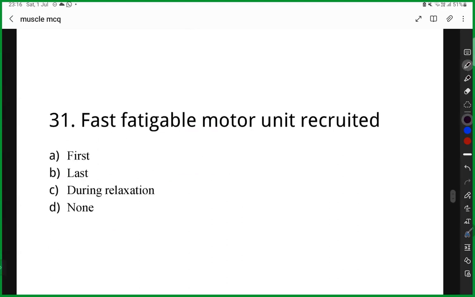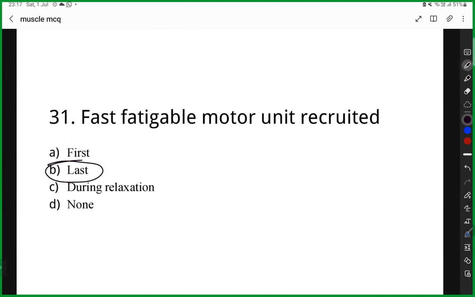Fast fatigable motor unit is recruited first, last, during relaxation, or none? Remember, the answer is last. That is called the size principle. The smaller the diameter, the earlier it is recruited. You know that slow fibers have a small diameter, so they will be recruited first. Fast fibers have a bigger size, so they will be recruited last. Therefore, the answer is last.